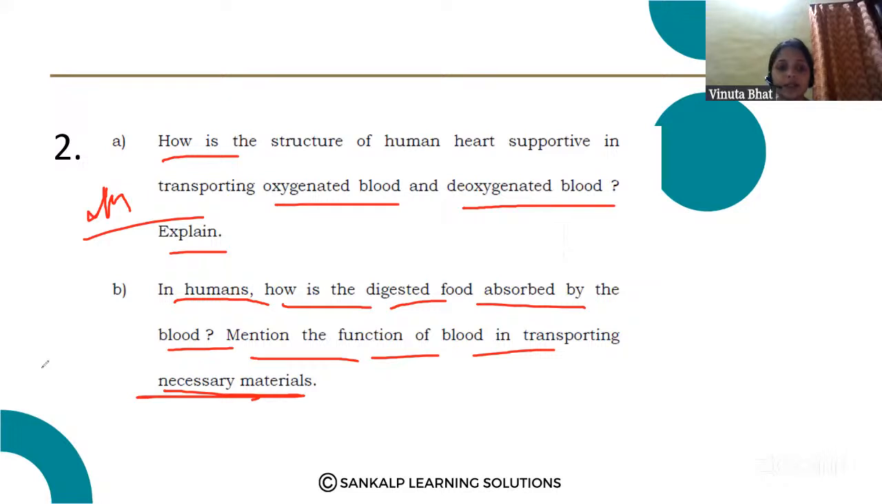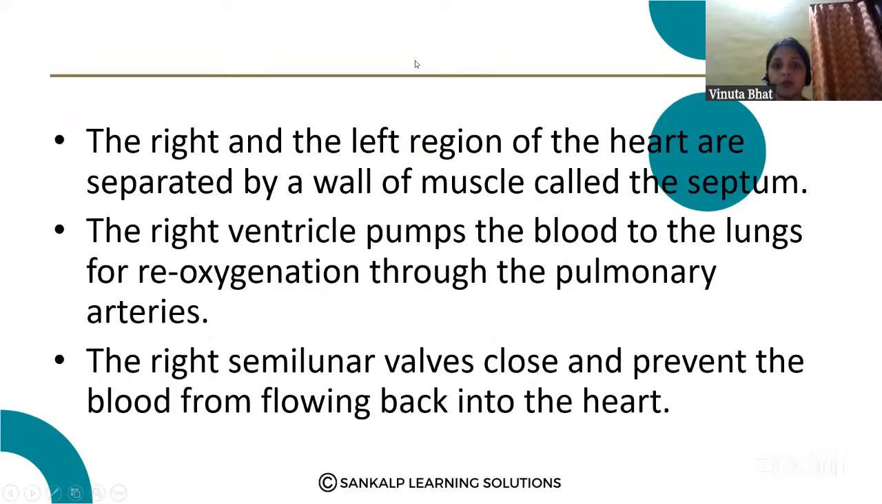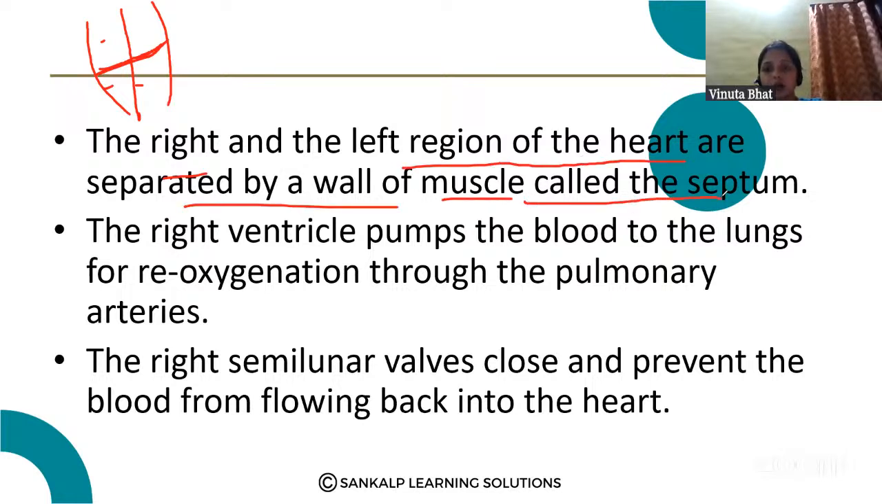So that is the second question. Let us start with the first question. How is the structure of the human heart supportive in transporting oxygenated and deoxygenated blood separately? In human beings, you know there are mainly two chambers, and again these chambers are divided, so there is a four chambered heart. The right and left regions of the heart are separated by a wall of muscle called the septum.